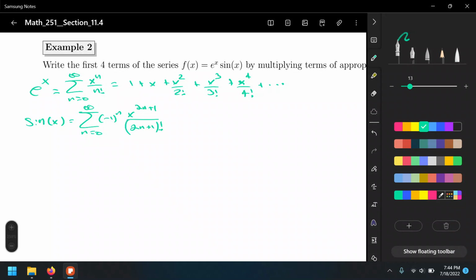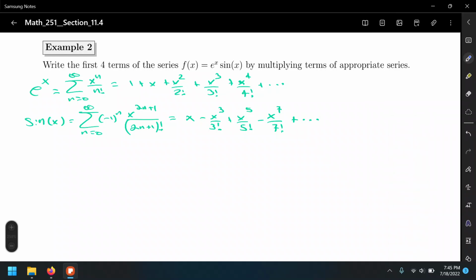Alright, so expanding the series, that's x minus x cubed over 3 factorial plus x to the 5th over 5 factorial. So a good way to memorize this series is the fact that the sine function is an odd function, and we only have the odd powers and the odd factorials. Alright? So now let's put these two together.